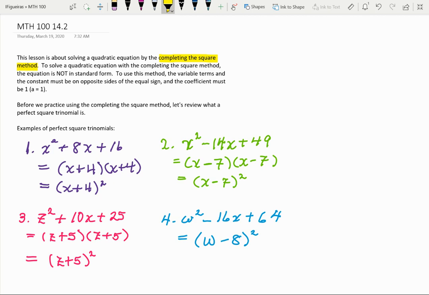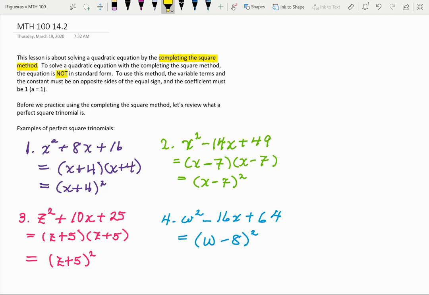Hi, today's lesson is about solving a quadratic equation by the completing the square method. So, completing the square method and the quadratic formula allow you to solve any type of quadratic equation, but factoring and the square root method can only be used in specific cases. So, with the completing the square method, the equation does not have to be in standard form.